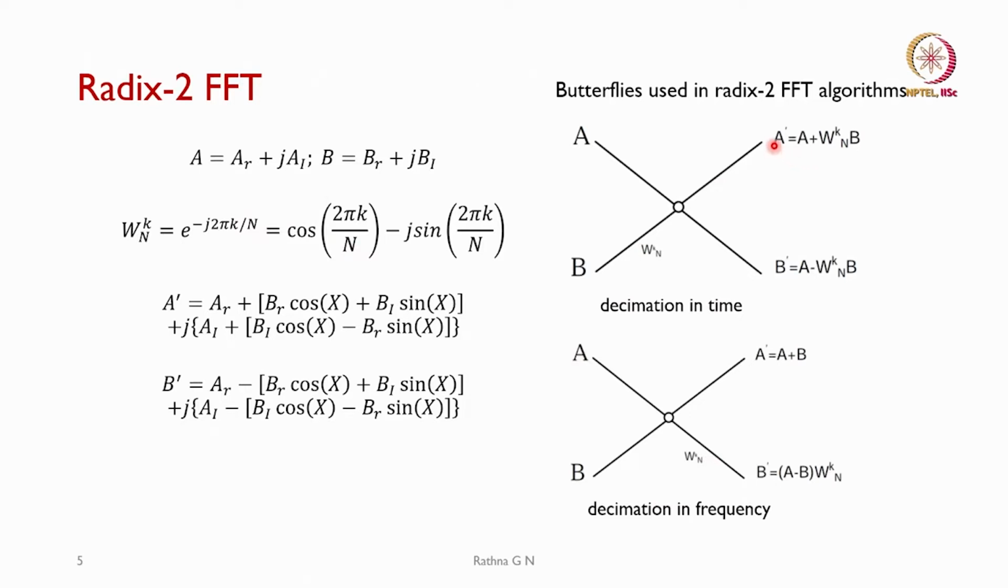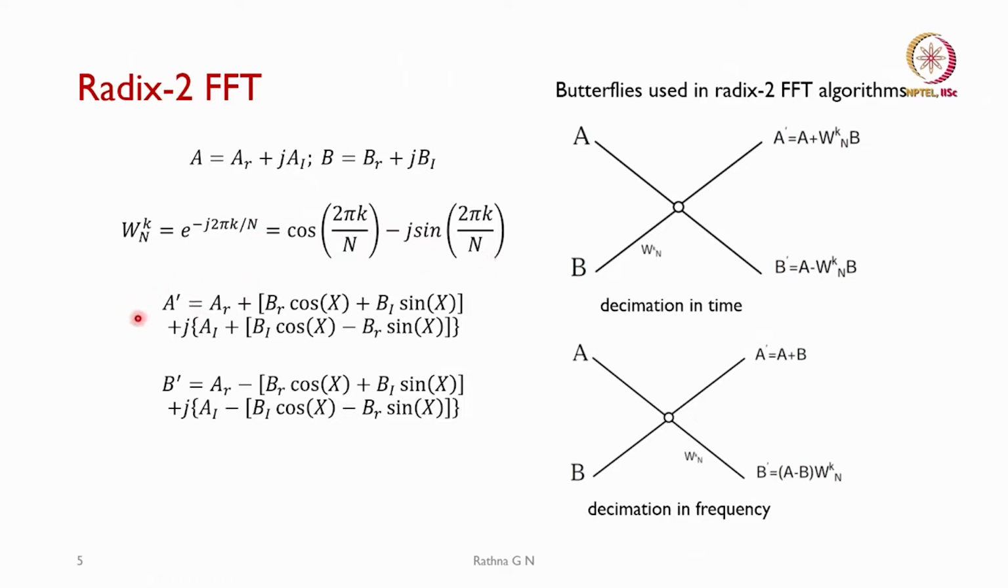We know that A will have a real component plus an imaginary component, and B also provides a real and imaginary part, that is, the inputs are complex in nature. So what will be the output? We will see in a while, which we call A dash. Our twiddle factor W_N^k is nothing but e power minus j 2 pi k by N, which expands to cos 2 pi k by N minus j sin 2 pi k by N.